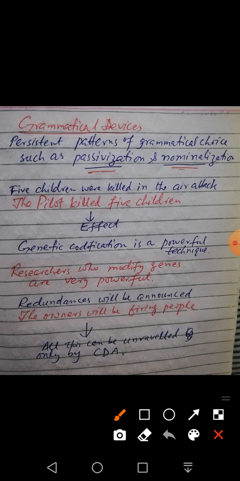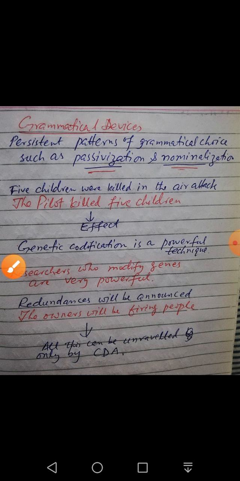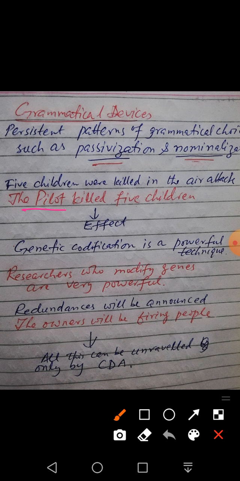Now here is another important device, a grammatical device, used in order to modify the attitude of the people. So what is a grammatical device? Persistent patterns of grammatical choice such as passivization and nominalization. Let me give you an example. Now see the effect of two sentences. One is passive: 5 children were killed in an air attack. Now see: the pilot killed 5 children. Which one is the strongest? Which one indicates brutality? This one, the sentence written in red color.